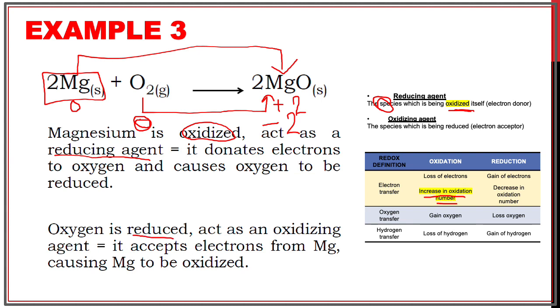So when it is reduced, it acts as an oxidizing agent, because the definition of an oxidizing agent is a species which is being reduced. It accepts electrons from Mg, causing Mg to oxidize. So this is an example of the reducing agent and oxidizing agent.